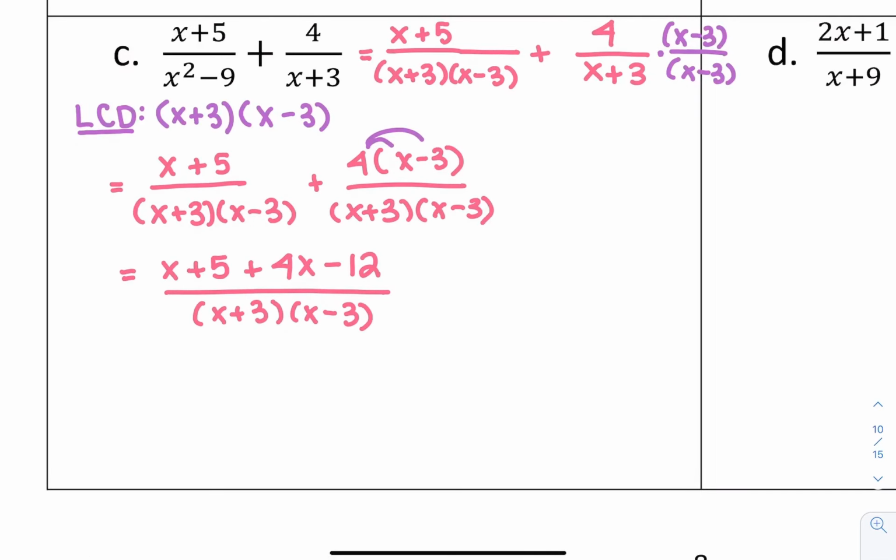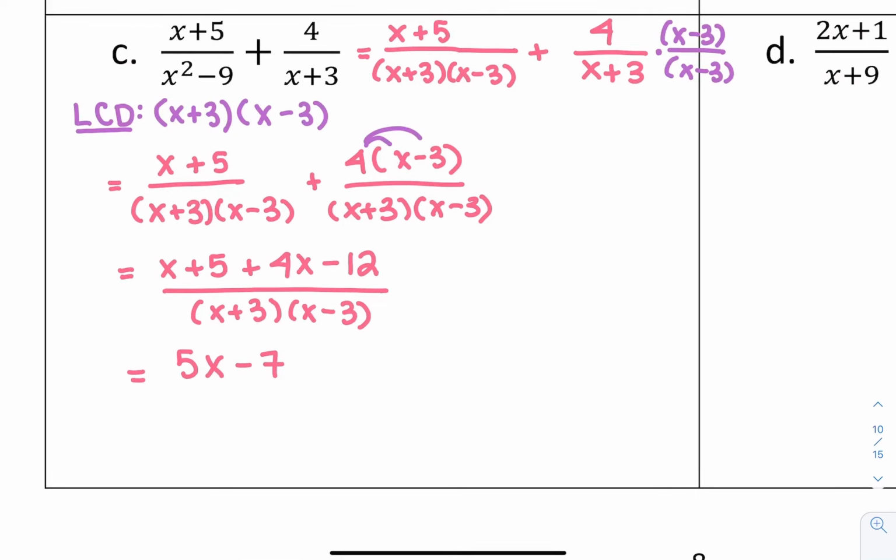Lastly, combine like terms and multiply everything out. So x plus 4x gives me 5x. 5 minus 12 gives me minus 7. And now I'm going to FOIL out this denominator. I already know, though, x plus 3 times x minus 3 is x squared minus 9. Or I could FOIL it back out. So there's my final answer.